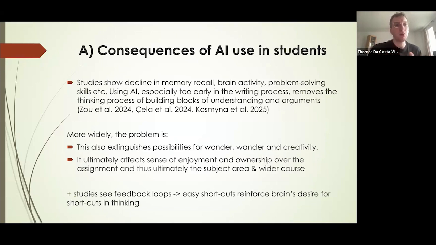And more widely, there's a problem that using AI pushes back or even extinguishes curiosity and wonder and wandering around in your thoughts and the exploration that's inherent to academic thinking. Ultimately, it reduces enjoyment and the sense of ownership over assignments and over learning in general, and thus ultimately in the courses in which they're engaged and the wider subject area. And especially we want to avoid this becoming systematized in our students because it creates feedback loops in the brain and in the psychological and social practices of our students. It builds these shortcuts to learning and reinforces the brain's desire for these shortcuts in thinking and learning. We really want to avoid that kind of loop.